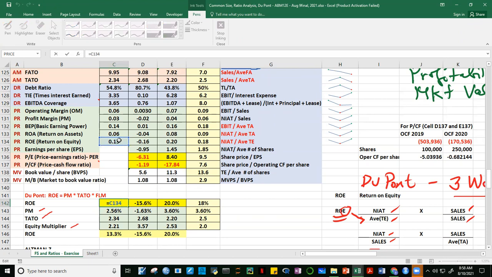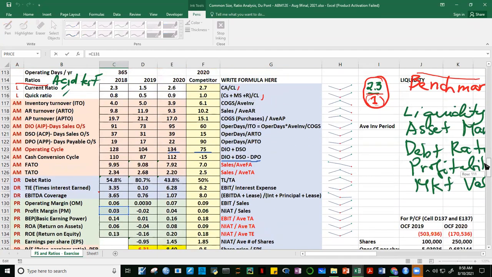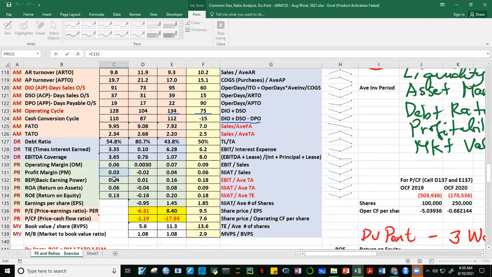Return on equity, this one. I just copied this from the above. Okay, and then profit margin, guys, kinopya rin natin sa taas to. Profit margin, you have profit margin here. Where's profit margin? It's here. Ito. Yan.